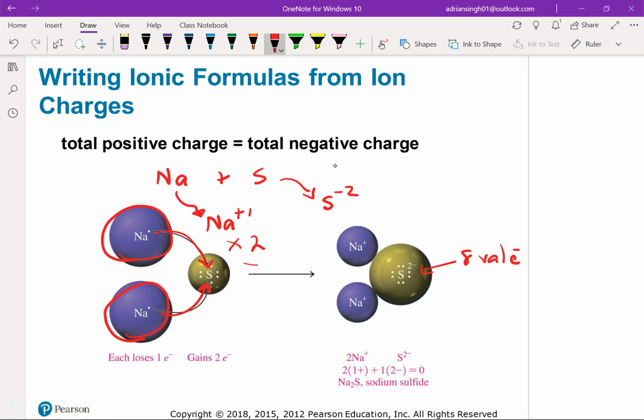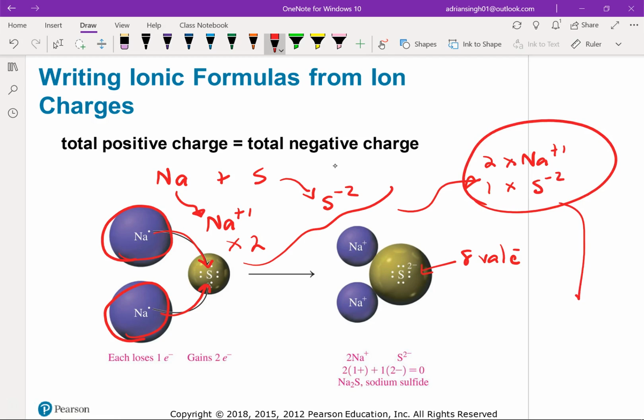So when we put this ratio together, right, we have 2 sodiums and we have 1 of the sulfur. So when we write that in our chemical formula, the metal goes first, we have 2 of the sodiums, and we have 1 of the sulfur. So that'll be the formula for the combination between the sodium and the sulfide.